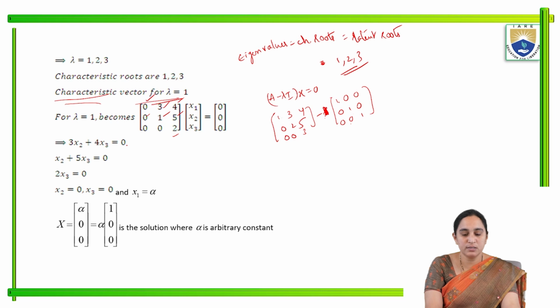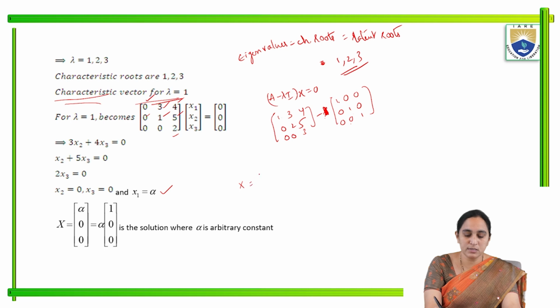3x2 plus 4x3 is equal to 0 and x2 plus 5x3 is equal to 0 and 2x3 is equal to 0. Solve those equations. x2 is 0 and x3 is 0. And what about the x1 value? We don't know that x1 value. For that case, we have to assume x1 as alpha. x1 is equal to alpha.